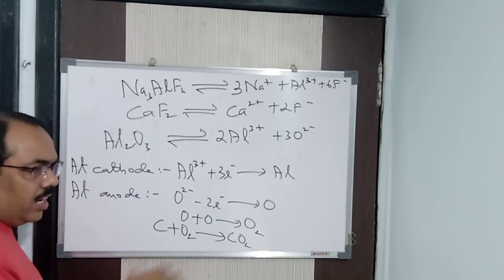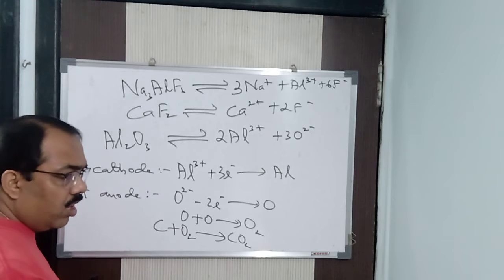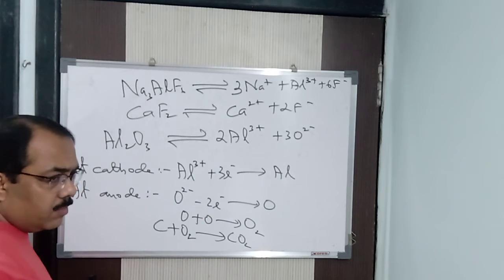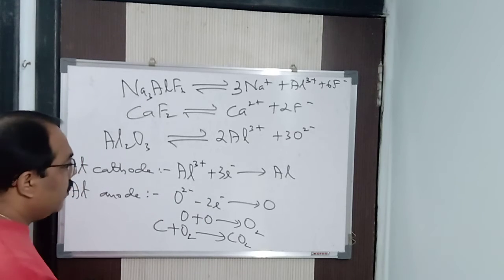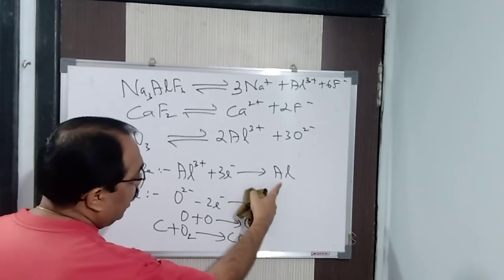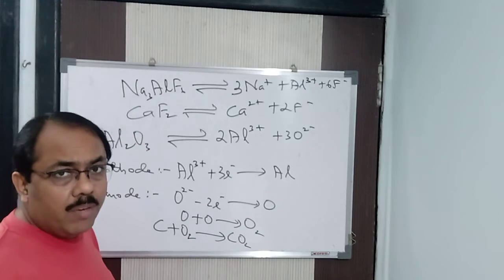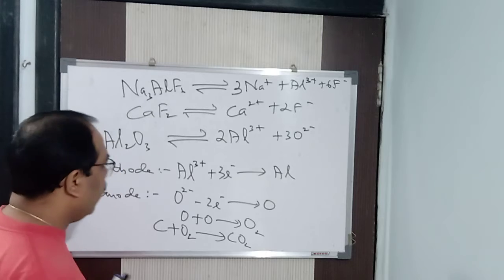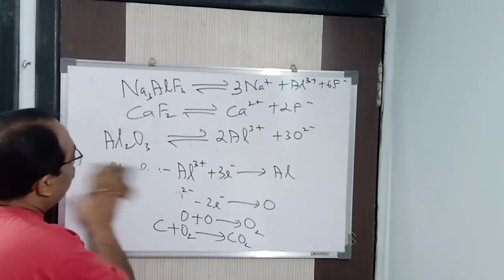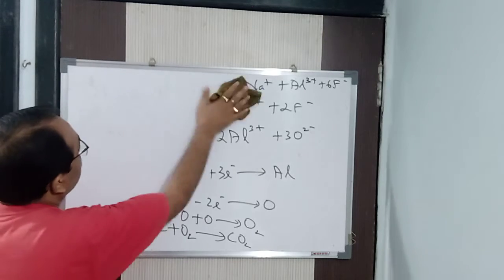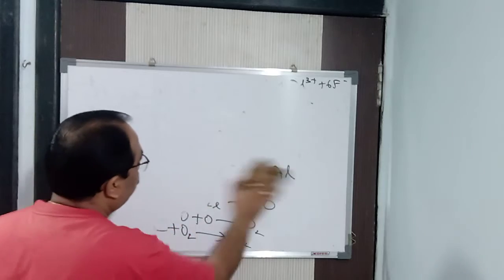So aluminium you are collecting in the wooden vats. An opening will be there at the bottom. From that opening you collect aluminium in the wooden vats. And this particular aluminium is 99.5% pure. It is almost pure, 99.5%. But if you want it to be 99.9% pure, then we have to go for another process.